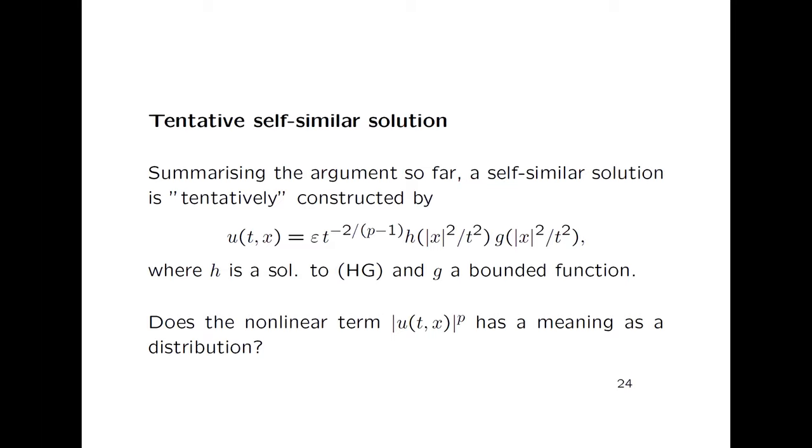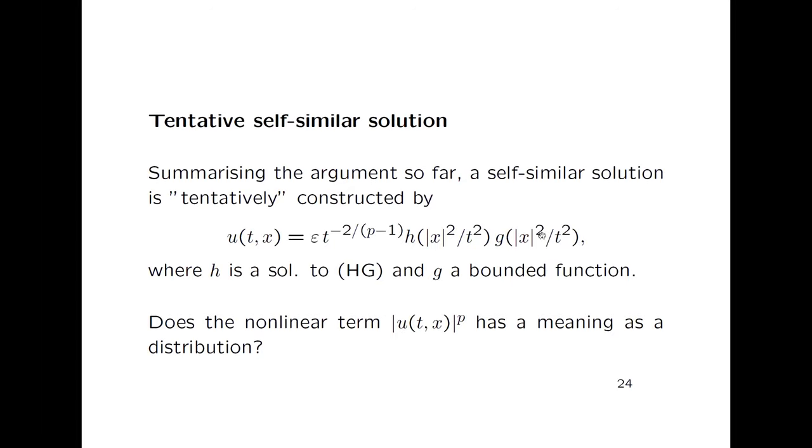Okay, let's summarize every step. If we summarize, we have the self-similar solution of this form here. The self-similar solution is the factor of the power of t, and the factor of the hypergeometric functions, and some nice bounded function here. This is almost constant, and if epsilon is very small, this is a very nice function.